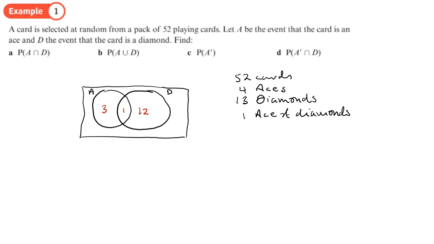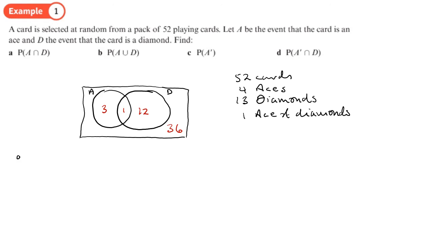But remember, there are 52 cards, so a number needs to go out here. That's the cards which are left. If I add together 3, 1 and 12, I get 16. If I take 16 away from 52, I'm left with 36, so 36 is here. I didn't need to do a Venn diagram, but I'm going to use it to help me answer this question.